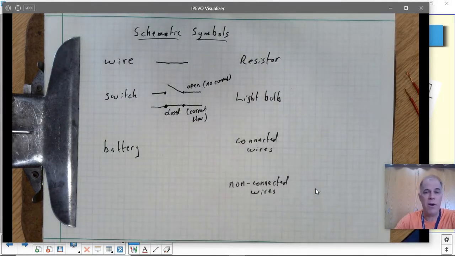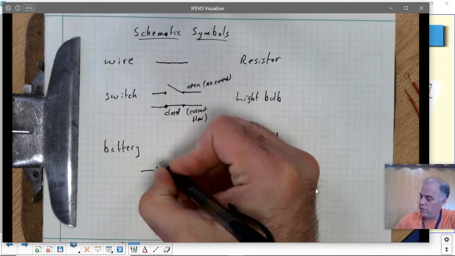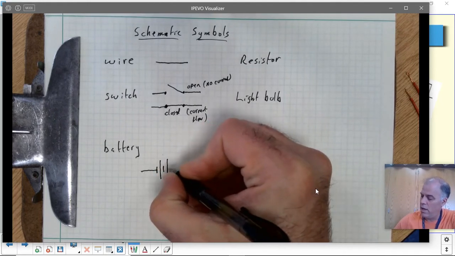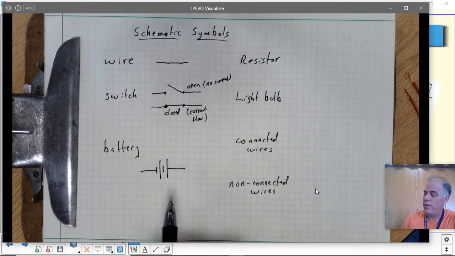Now the next thing is a battery. We've got to have some way to power this thing. So a battery looks like this, and it has a short line and a long line, and a short line and a long line. That will be the easiest, and then it continues on this way. Okay, so this is a battery.